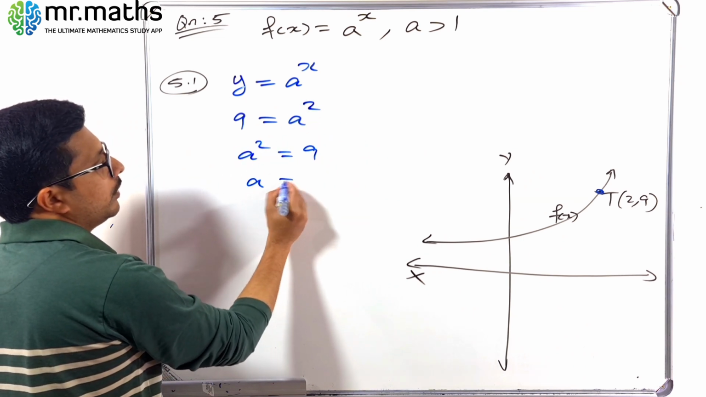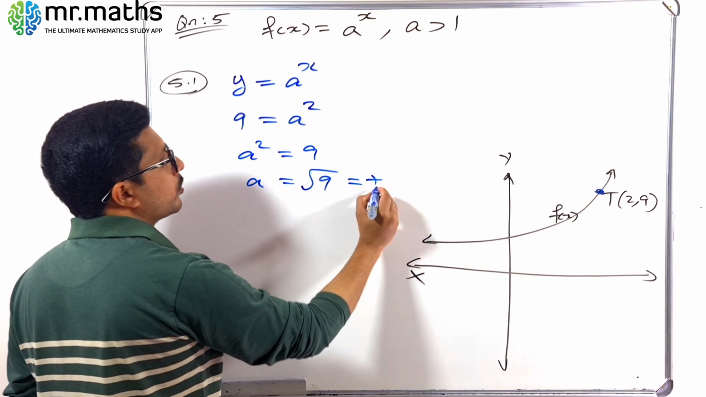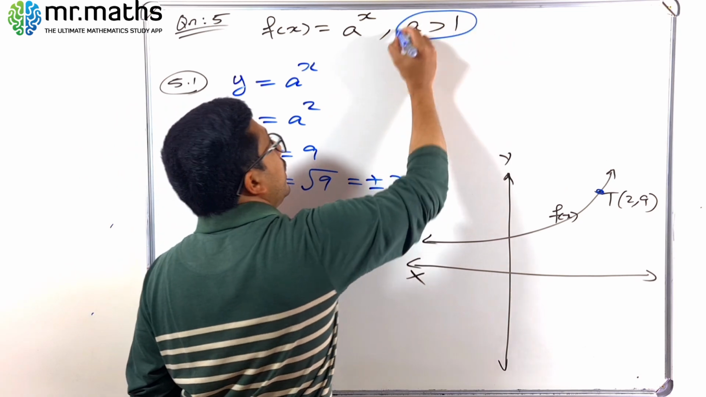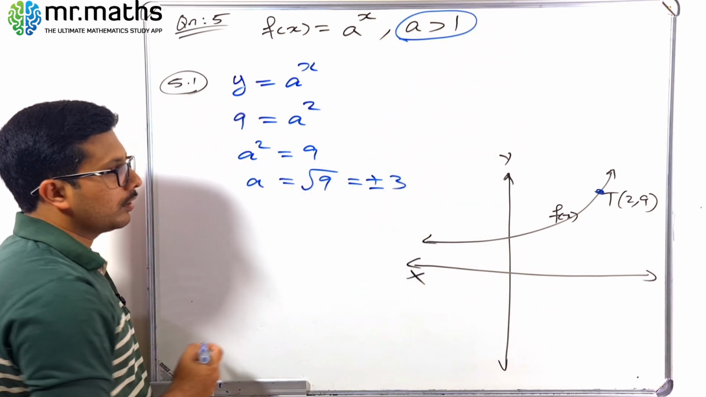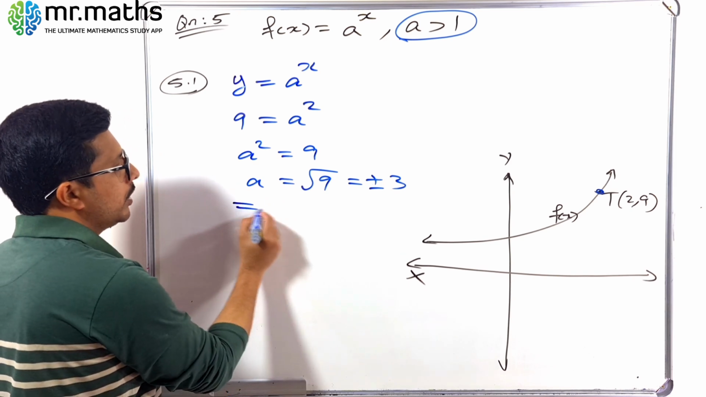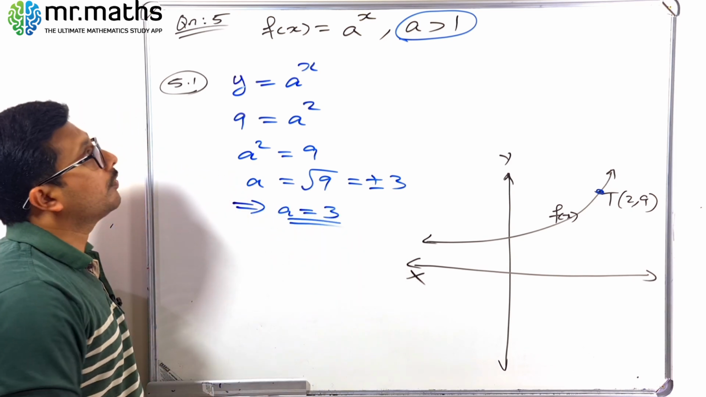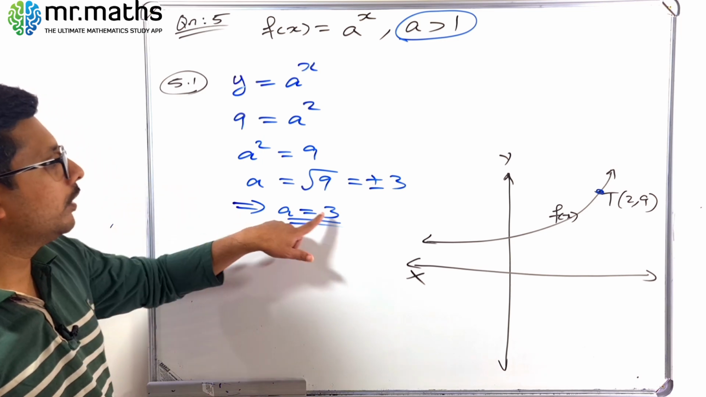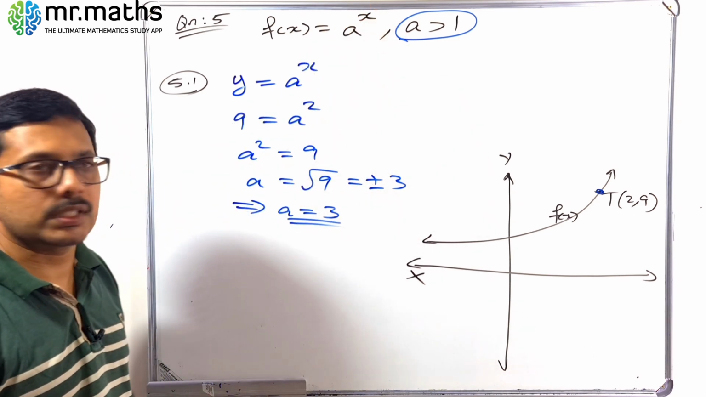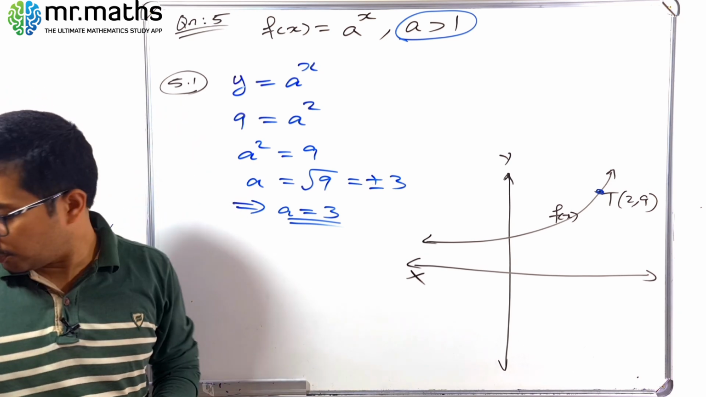What is a? a is equal to the square root of 9, that is plus or minus 3. Since here it is written a is greater than 1, we can't take minus 3. So the value of a is positive 3. So now what is our equation? a is 3, that means f of x is 3 raised to x. So that is question number 5.1.